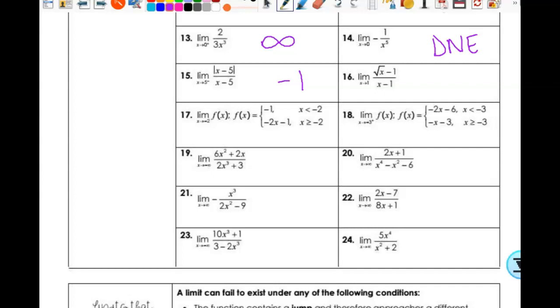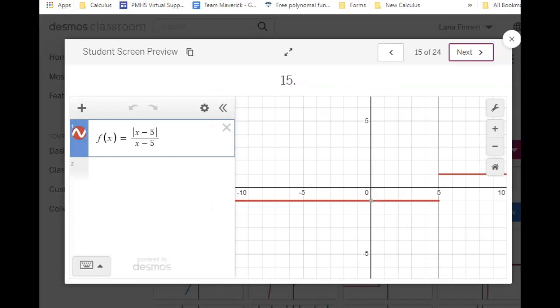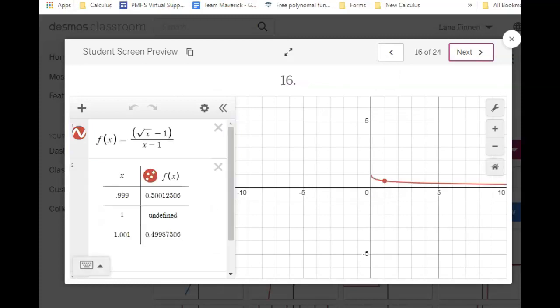All right, so then the limit as x approaches 1 for 16. As x approaches 1, from the left and from the right, are we approaching the same value? Yes. Okay, so we're approaching the same value, so it exists. Do we get to just guess off of our graph? No, we don't. Right now, we're really just looking at it graphically.